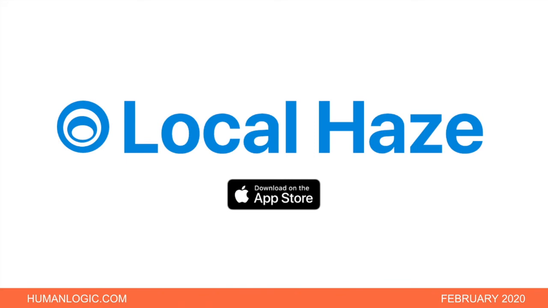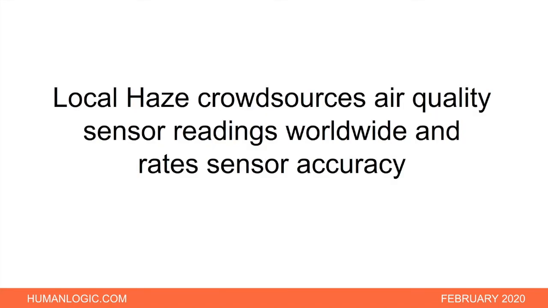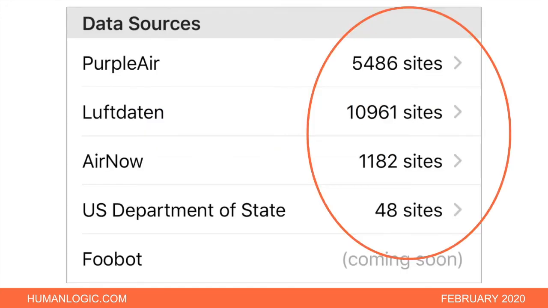So we're going to actually show you a case study of some of the work that we've been doing. This is an app called Local Haze. It's available for free for iPhone, available on the App Store. And by working on this app, we've been able to put into practice some of these interaction techniques. So what Local Haze does is it crowdsources air quality sensor readings all over the world, and then it rates those sensor readings for accuracy. It uses heuristics to do that based on recency and other attributes.